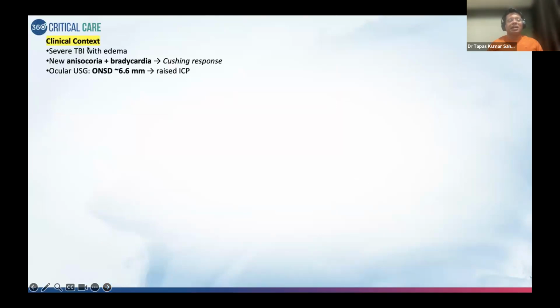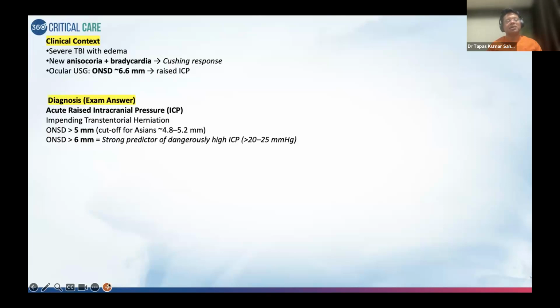Now, clinical context, you have to remember severe traumatic brain injury with edema. Now new anisocoria plus bradycardia, that is Cushing response. Ocular ultrasound ONSD around 6.6 millimeter, that is raised ICP. Definitely the answer for handling the acute raised intracranial pressure, that would be leading to impending transtentorial herniation.